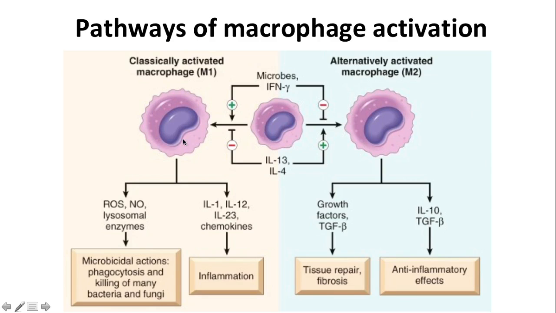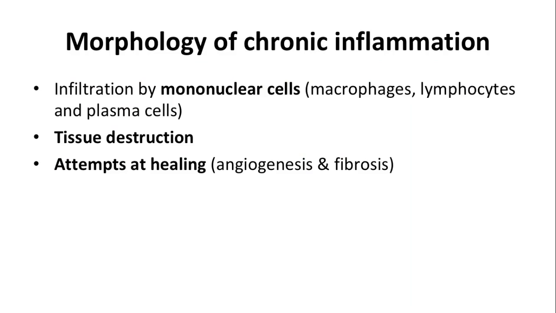Activation through the classical pathway will result in the macrophages having a pro-inflammatory function, as you can see here: microbicidal actions, phagocytosis, inflammation. Activation through the alternative pathway will lead to the macrophages acquiring and performing functions which have anti-inflammatory effects as well as tissue repair and fibrosis. So the function of macrophages, again, is quite diverse.